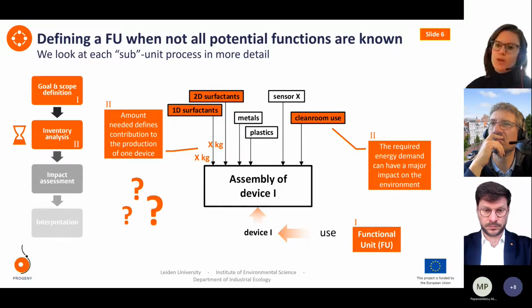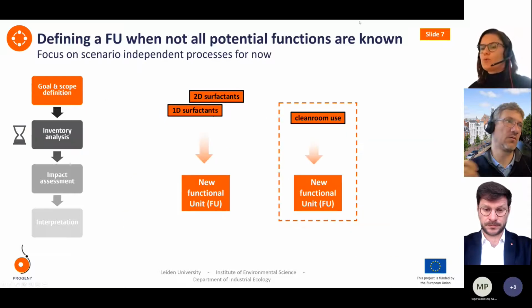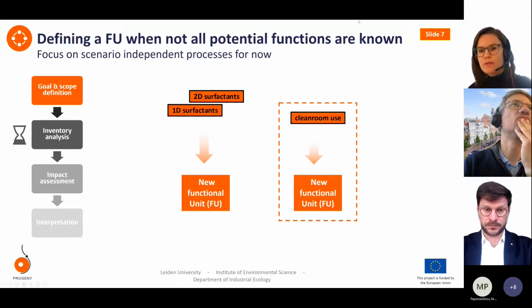And then we took a look into the Progeny project, where we assemble, for example, devices like a new way how we can build up semiconductors. I will get into the Progeny project at a later stage again. And we figured that at this early technology readiness level of this project, it is not possible to define the functional unit yet. So we have to define sub-functional units and look into other stages of the life cycle, which we can assess.